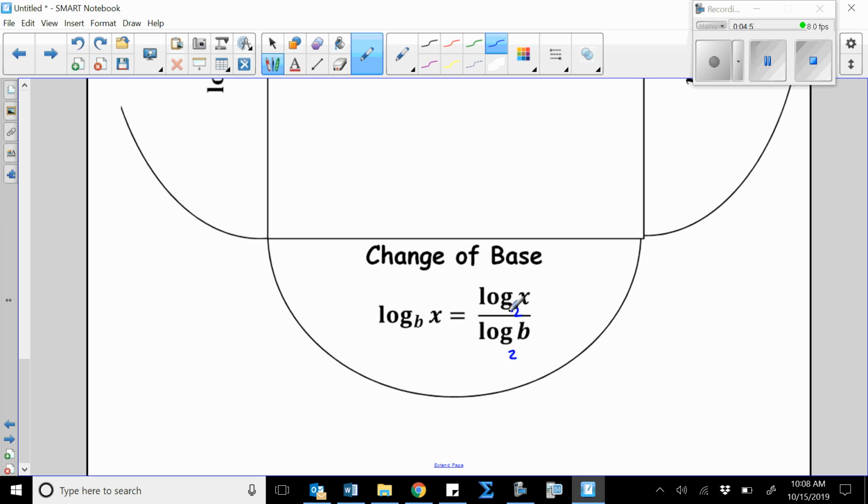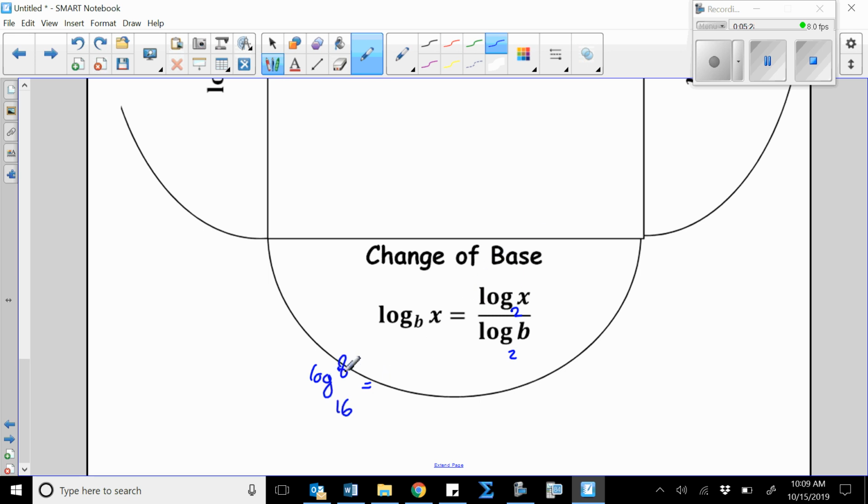But just keep in mind that whatever base you're choosing for the top one, you should choose the same thing for the bottom one. For example, I need to find log of 8 base 16. If I don't use my calculator, it's going to be very hard to figure out the answer of this log. But I can use change of base to make it easy for myself.